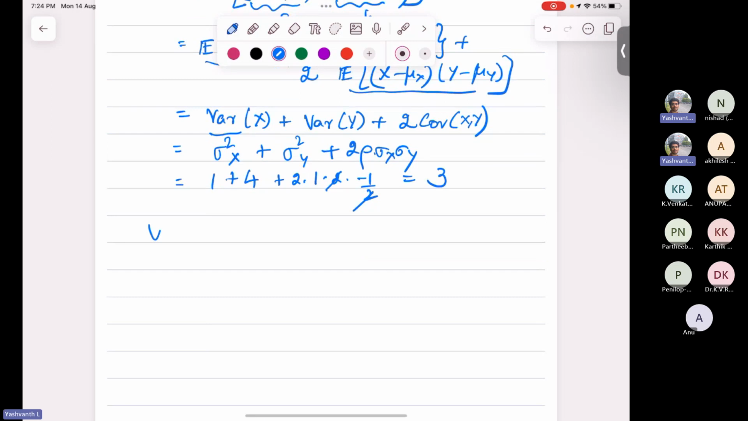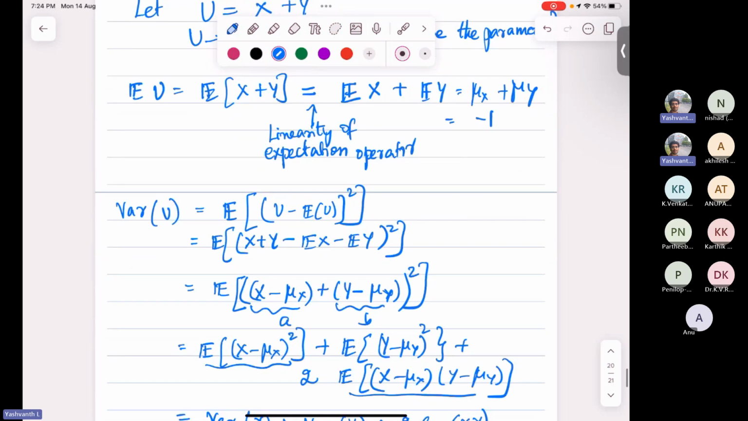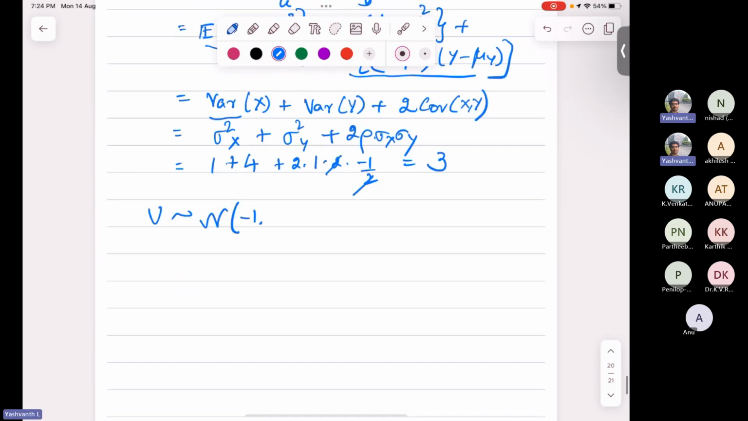So that means u is a Gaussian random variable with mean, what is the expectation value of u? Minus 1, and variance 3.